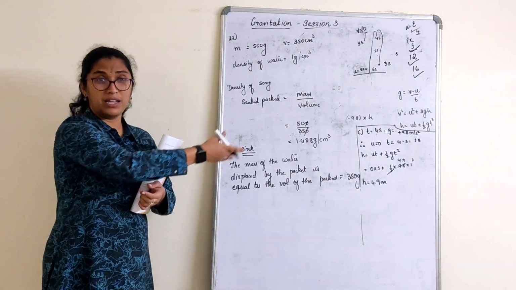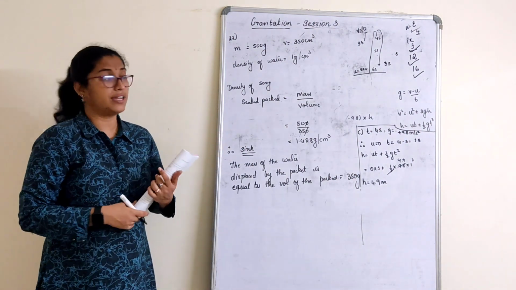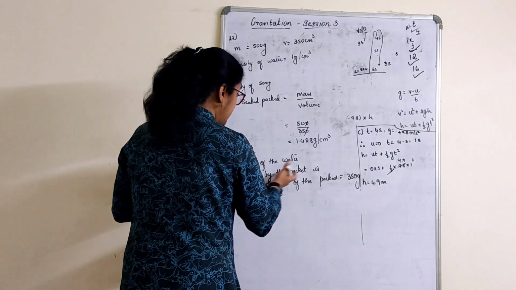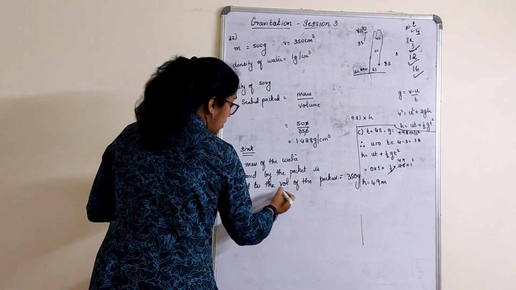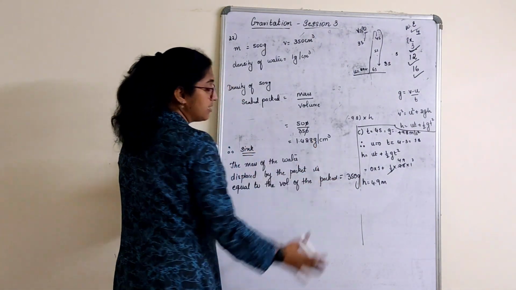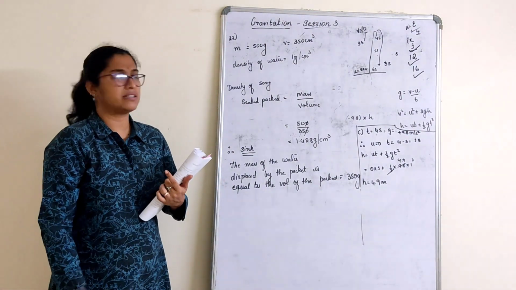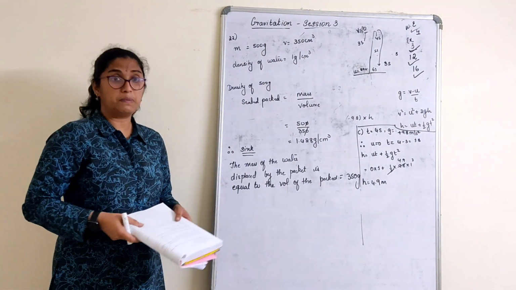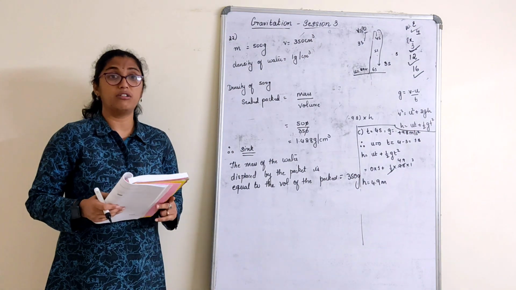Calculate this with the formula. You will get the same answer again, right? So, mass of the water displaced by the packet. So, mass with respect to here when you calculate it, you are again going to get the same answer. So, with that, we complete the chapter gravitation and also its numericals.